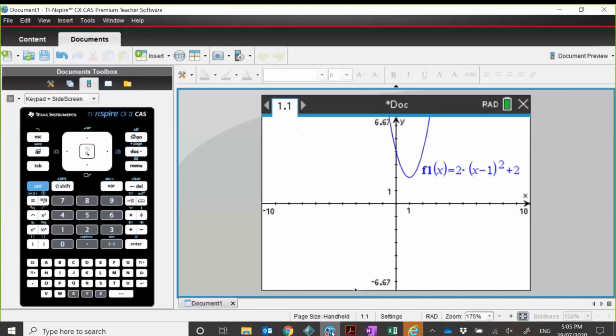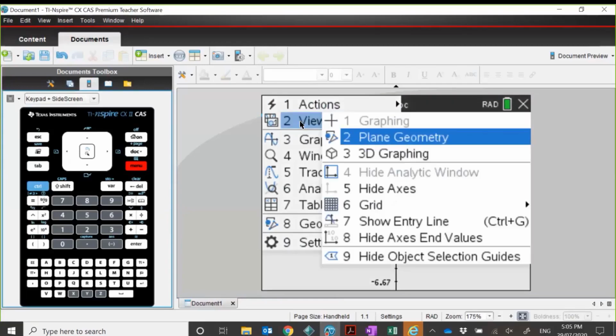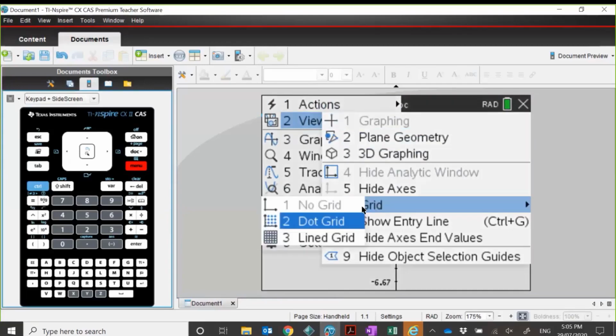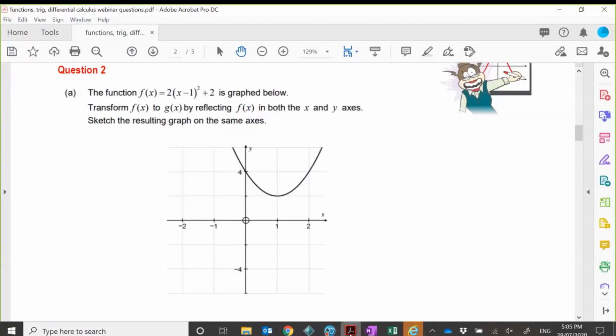Now, you can also bring up the grid to make things a little bit more visual as well. So if you hit Menu, View, which is number 2, and you want to view the grid, which is number 6, and we want to view the lined grid. And it just puts a nice grid on there just for some reference points, which makes life a little bit easier. Now, again in the question, it's asking us to reflect it in the X and Y axes.